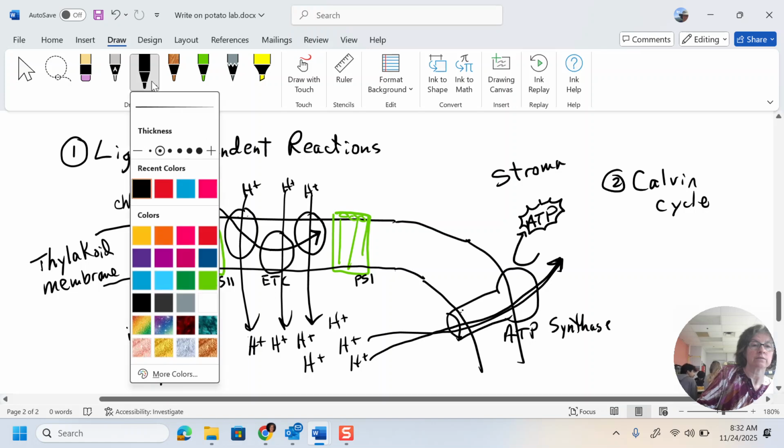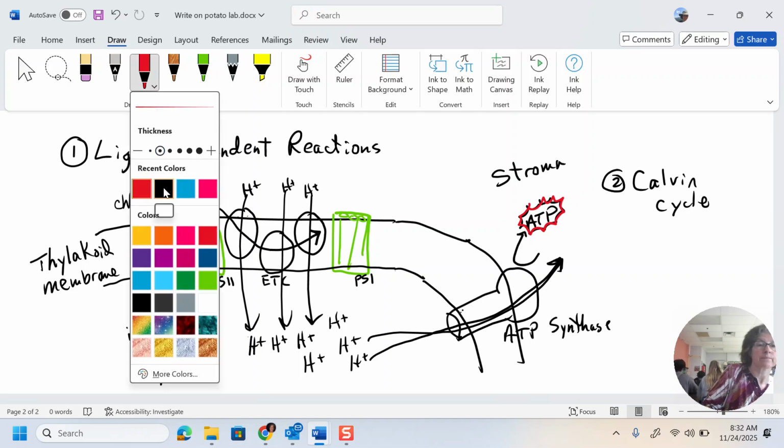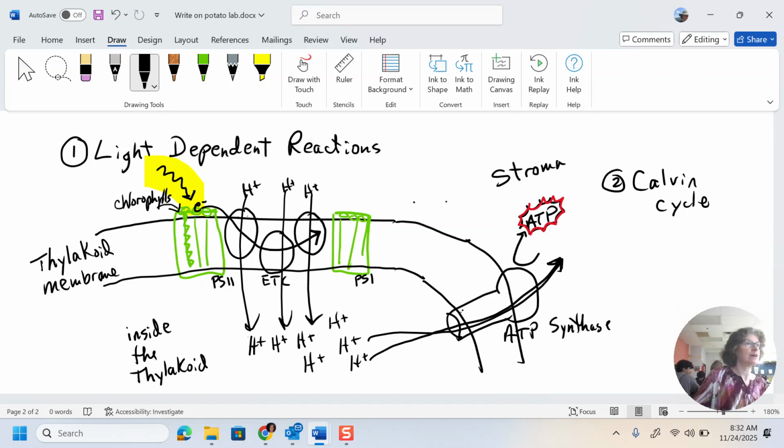Go ahead and make that red. Right. That's the first thing that we get out of the light dependent reactions. Now, here's a problem though. These electrons that are leaving these chlorophylls, they leave behind a hole, right? There's a hole here where the electrons are. And nature doesn't like that either. We need to fill that hole.